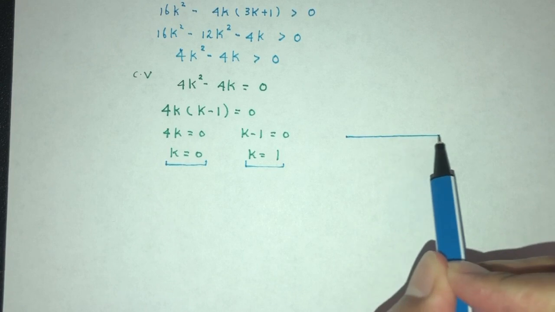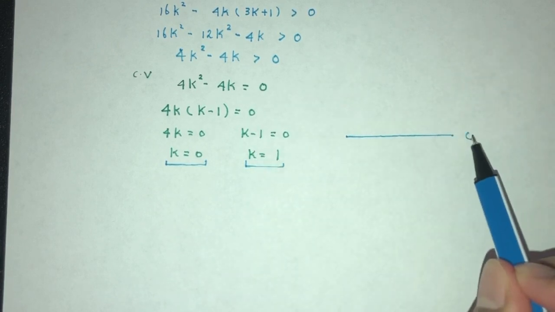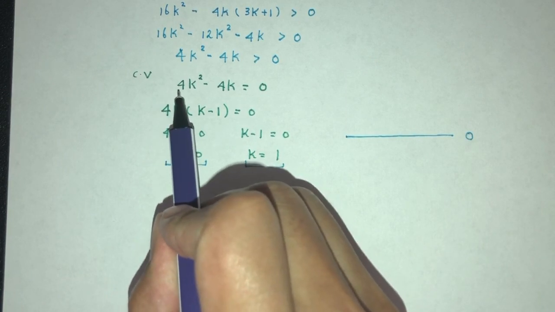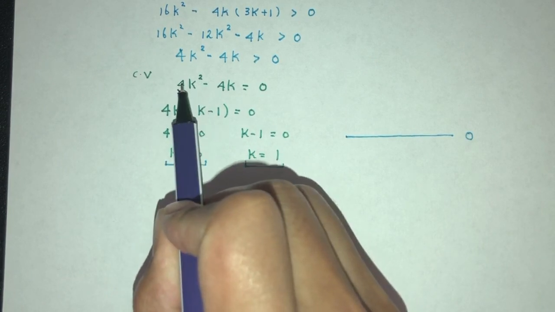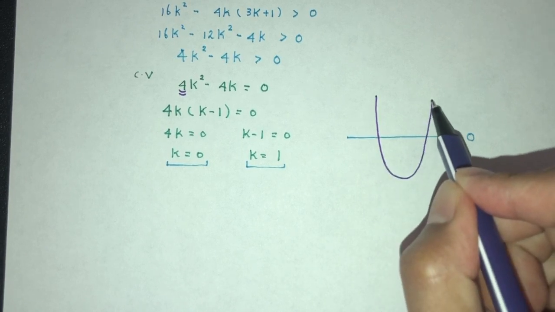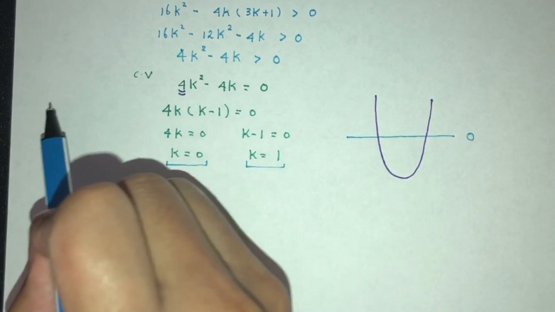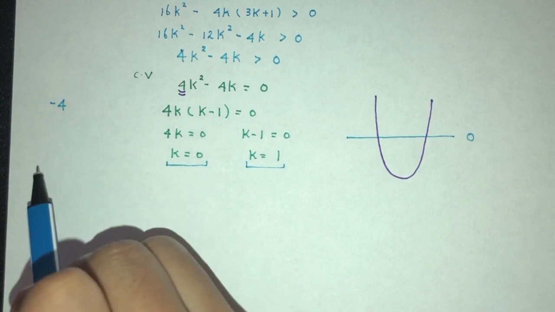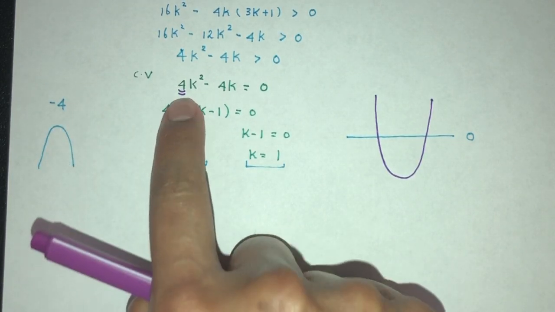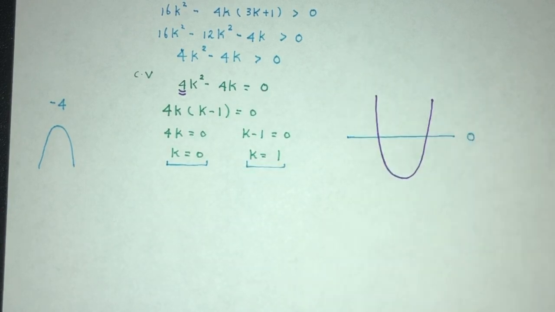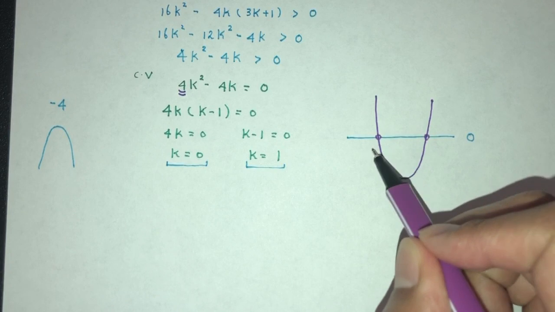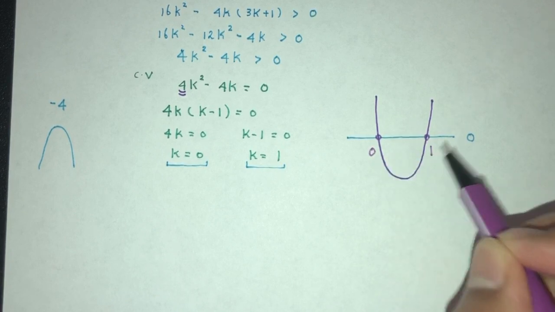Now, here we have the line of 0. We do understand the shape of the graph here because the coefficient of k squared is positive. The graph will have a minimum shape. So we have to know this, right? Let's say if it was negative, the graph would have a maximum shape. Here it is positive, so it will be a minimum shape. Now, this is the first critical value. That should be 0, and that will be 1.